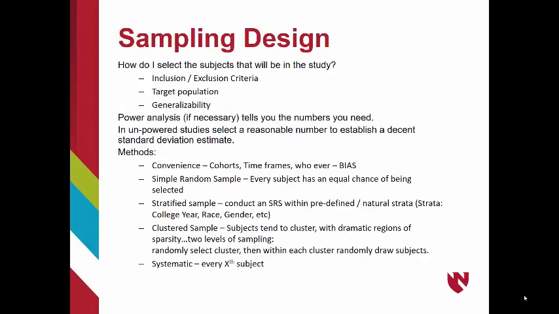Sampling design, next week we'll get a little more into this one, but basically what we're doing here is, how do I select the subjects that will be in the study, not that I want in the study, that would bias it. So you've heard of stuff like this: inclusion, exclusion criteria, what allows you to be in, what doesn't allow you to be in, what is my target population, and how generalizable do I want my study to be. So that goes back to the context, right? How generalizable do I want this to be?